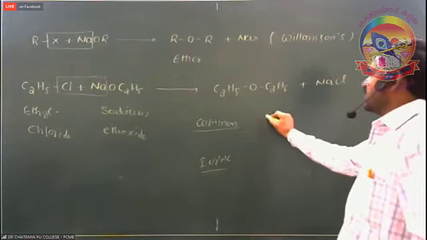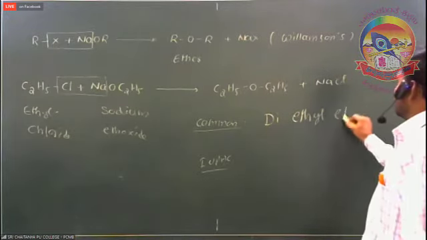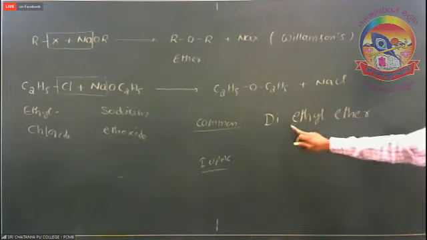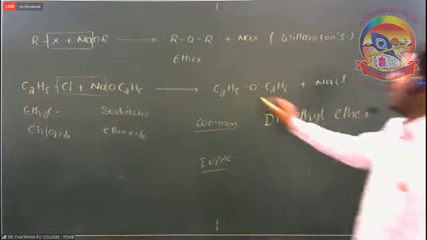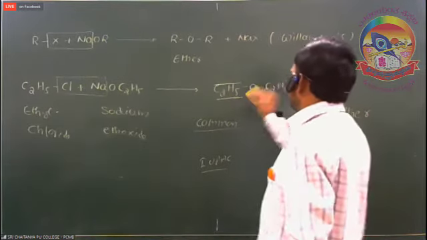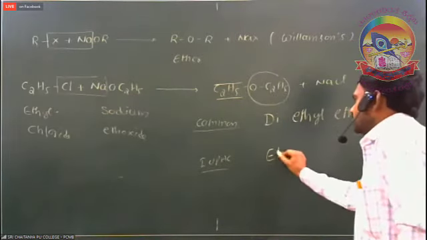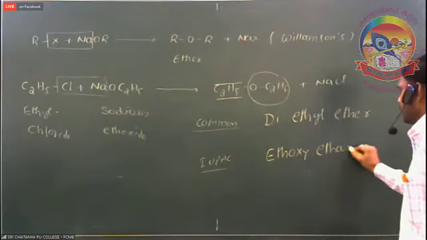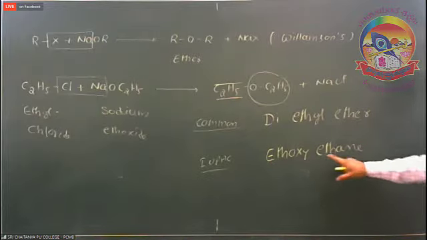So the common name is diethyl ether. It is ethyl, and it is also ethyl, so the number of ethyl groups is 2. And what is the IUPAC name of ether? Alkoxyalkane. It is considered as ethane, and this ethane is attached with ethoxy. So the IUPAC name is ethoxyethane, and the common name is diethyl ether.